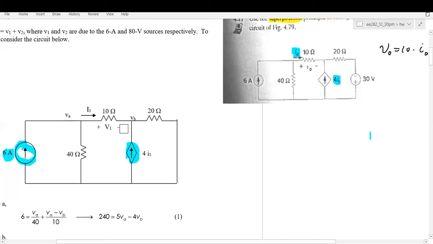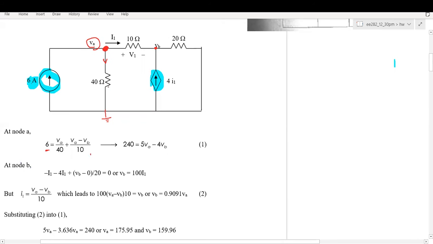To solve this circuit, we can use nodal analysis. There are two nodes here, VA and VB, and the reference node is here. To apply KCL on this node VA, we have the incoming current 6 and the outgoing current, that will be VA divided by 40, and then VA minus VB divided by 10. That's the first equation.